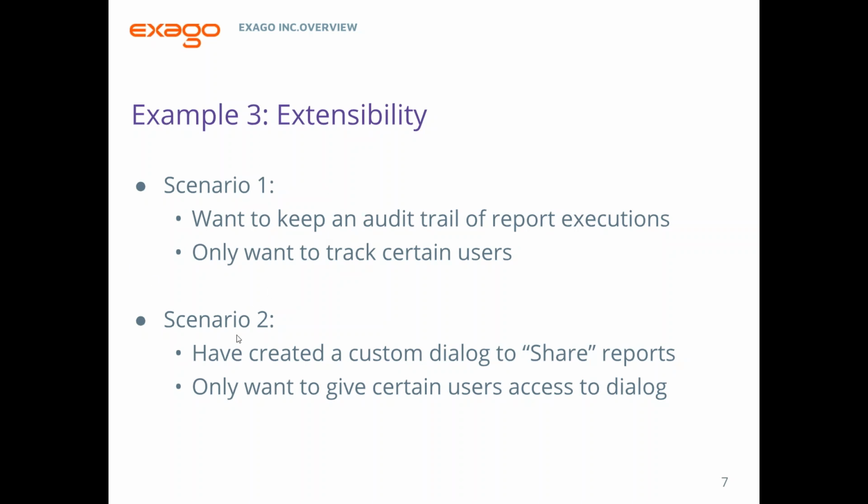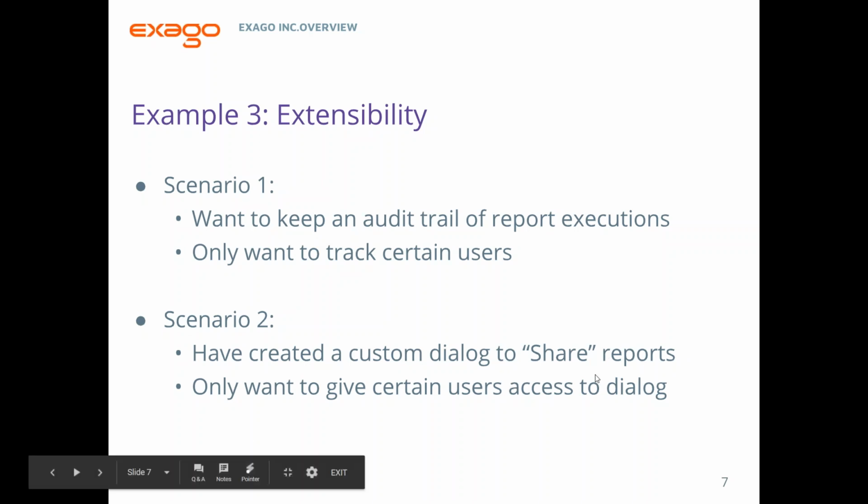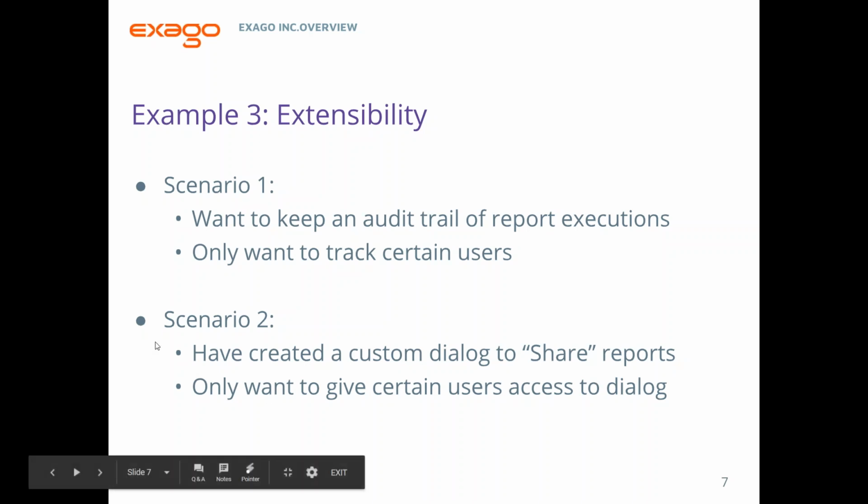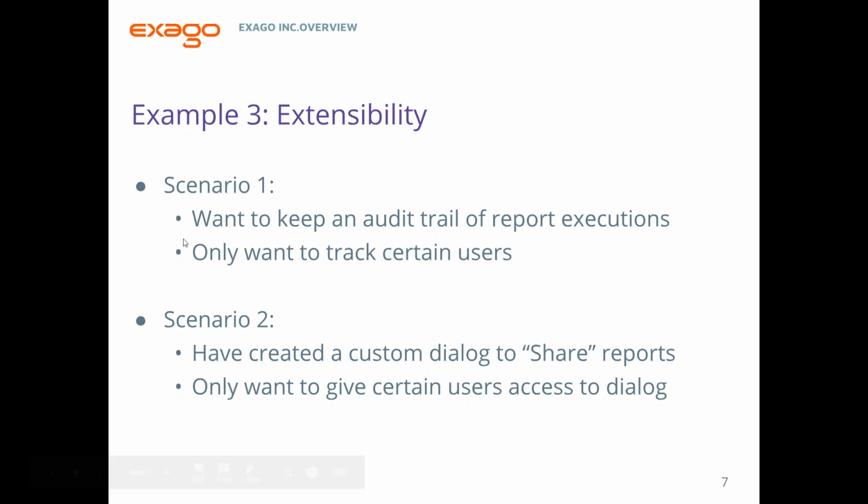And the second one, very similar. We want to create a custom dialog to share reports, but we only want to give certain users access to that dialog. So similarly, we want to use some other extensibility features in Exago. In the first case, we're going to use a server event, and in the second case, we're going to use an action event. But in both cases, we only want those extensibility features to apply to certain users. Parameters are a great way to do that.